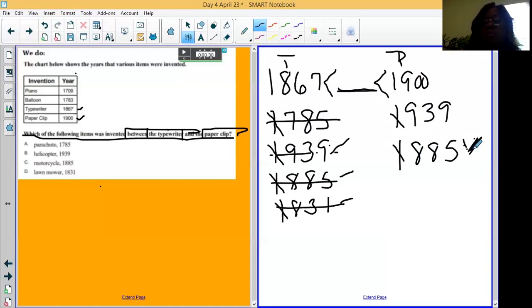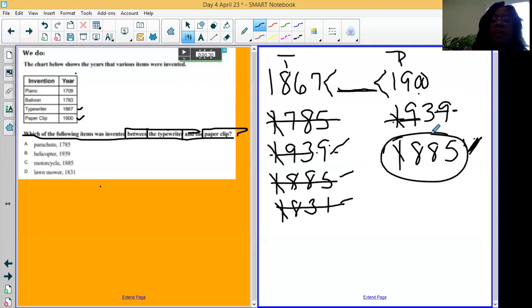Now, we said 9 here, but let's go here to the tens column. There's a 3. 3 is greater than 0. So that automatically knocks that out because you know 39 is greater than 0. So 1939 would not be an answer choice. So my final answer would be 1885.